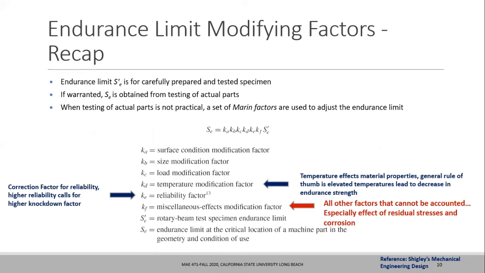Number 10, I believe. So from slide number 10, as I was saying, the corrected endurance strength SE is a function of K A, B, C, D, E, F, 6 factors times the laboratory tested conditions.